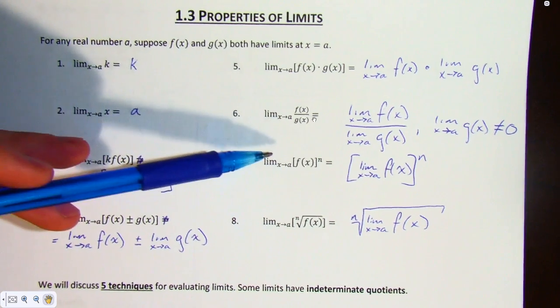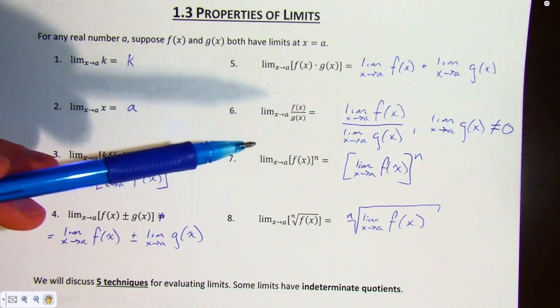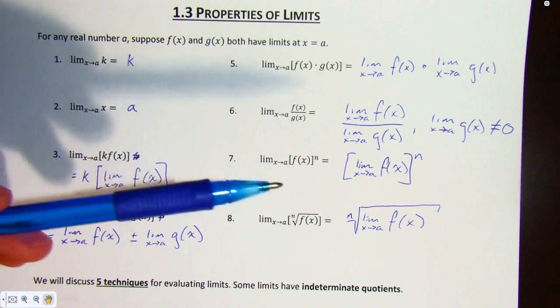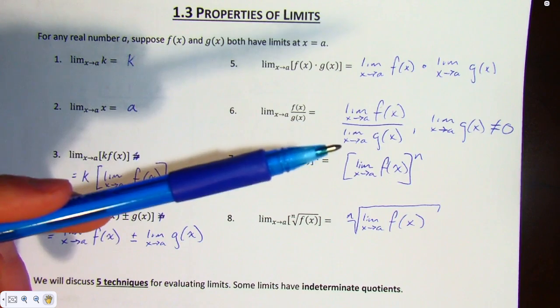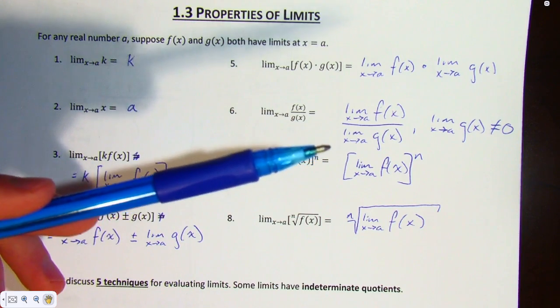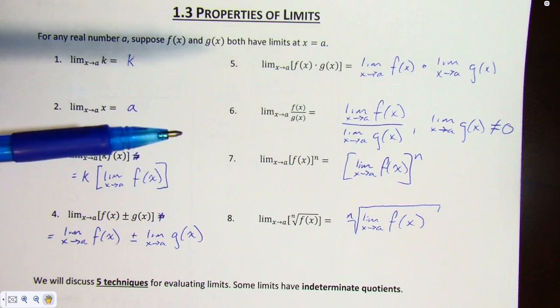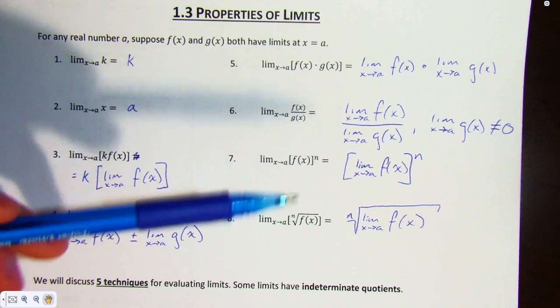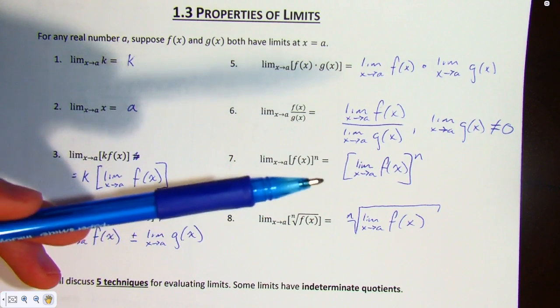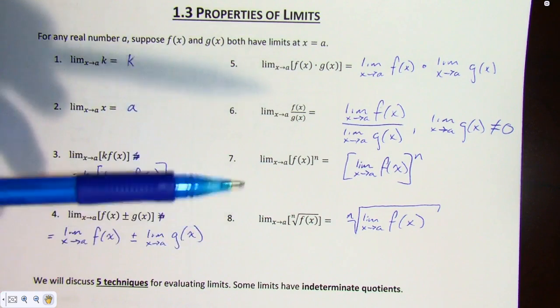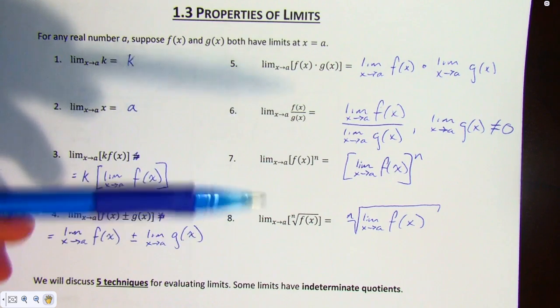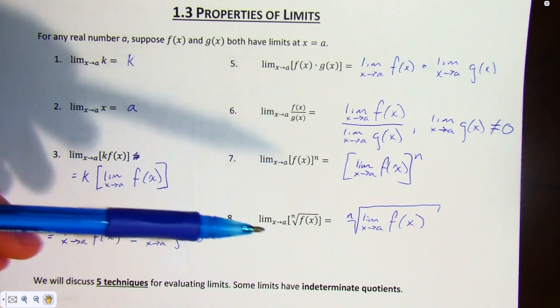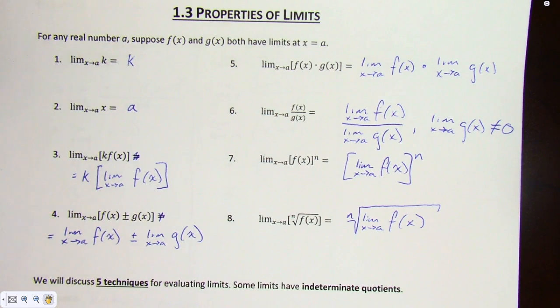Okay? The division rule is the exact same as well. However, you do need to make sure that the limit of g of x does not equal 0. Okay? Because of course you'd be dividing by 0. Similarly, we've got the limit of a function to a power, which is the same as taking the limit of the function and then putting it to the power. And the same with the radical here. If we've got the nth root of a function and we're finding the limit, we can just find the limit of the function and then take the nth root of that answer.